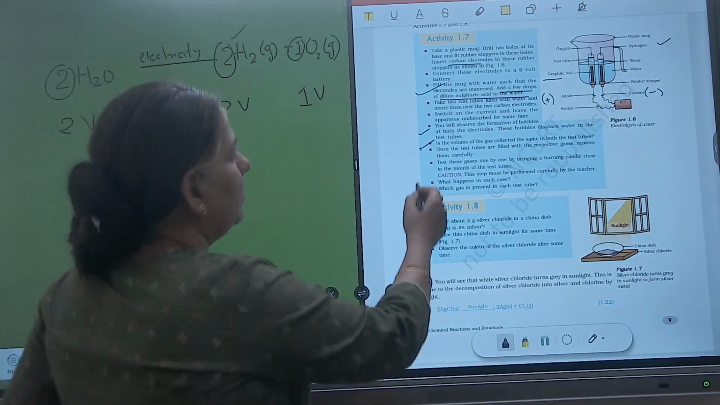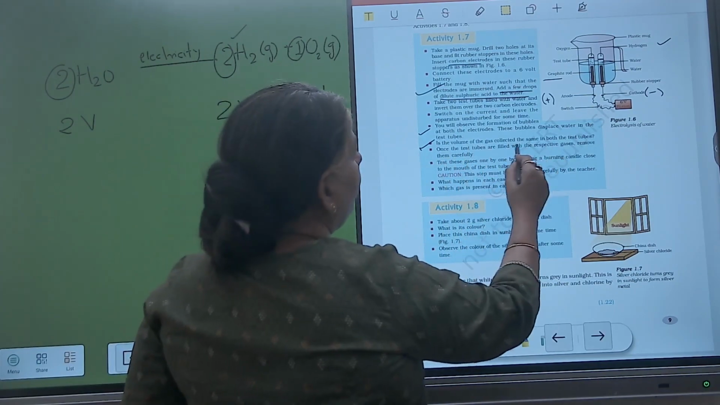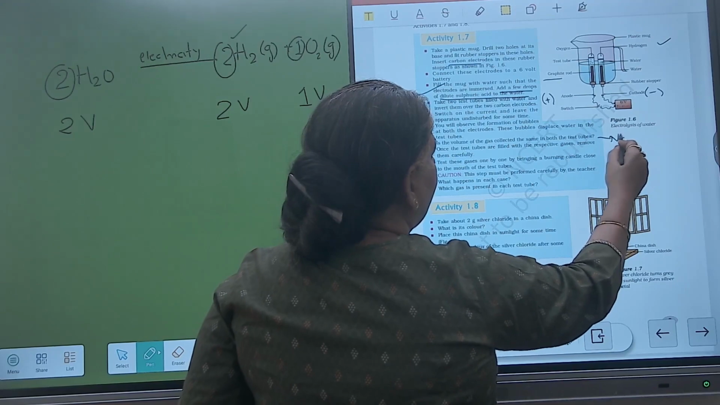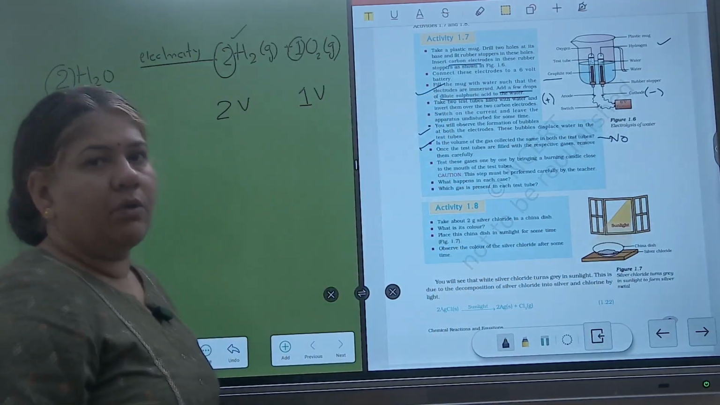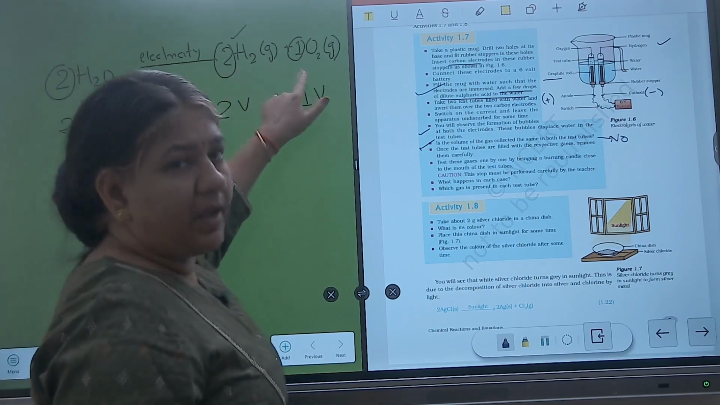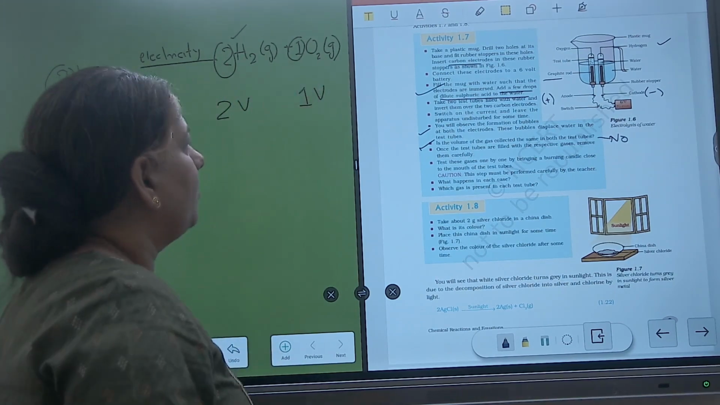So again, is the volume collected the same? No, they are not produced in equal amount. Hydrogen is produced twice the amount as oxygen gas.